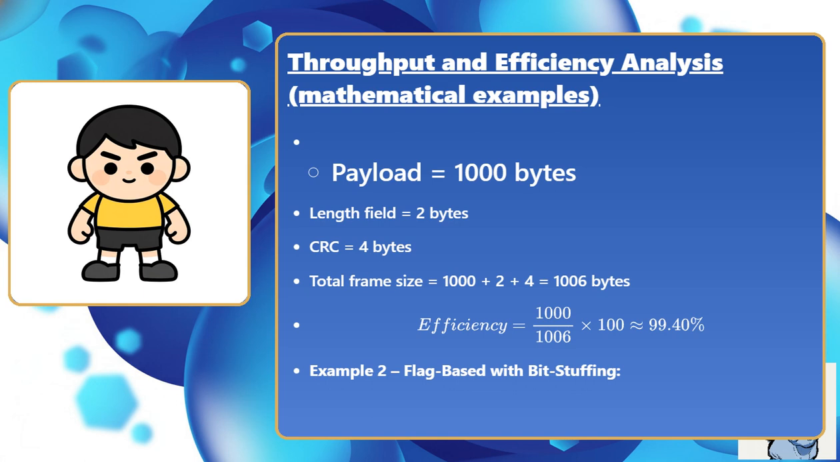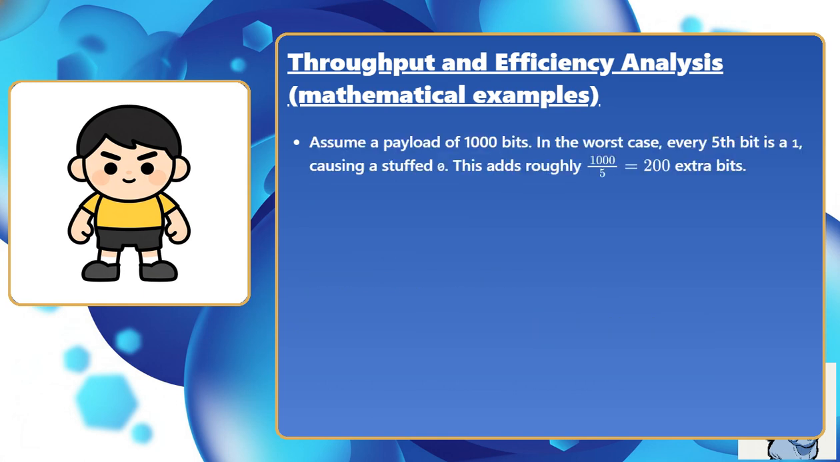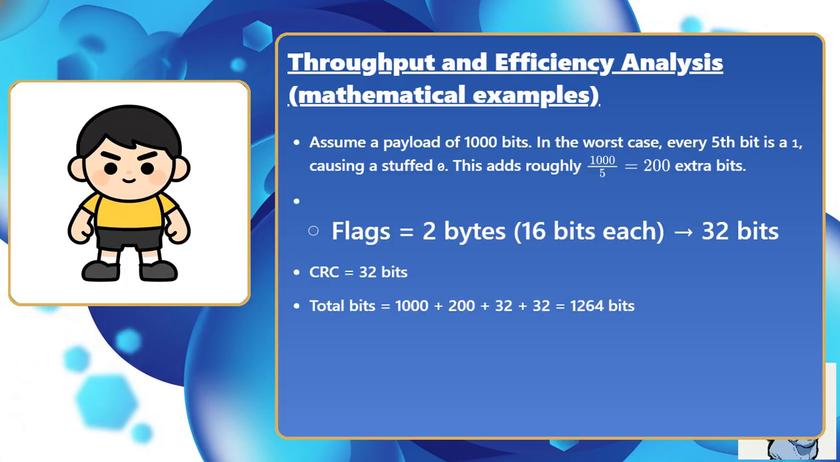Example 2: flag based with bit stuffing. Assume a payload of 1000 bits. In the worst case, every fifth bit is a 1, causing a stuffed 0. This adds roughly 1000 divided by 5 equals 200 extra bits. Flags equal 2 bytes, 16 bits each, total 32 bits. CRC equals 32 bits. Total bits equal 1000 plus 200 plus 32 plus 32 equals 1264 bits. Efficiency equals 1000 divided by 1264, multiplied by 100, approximately 79.1%.